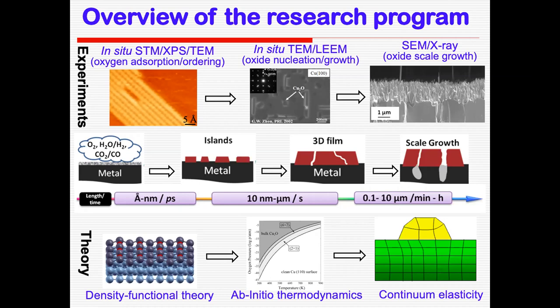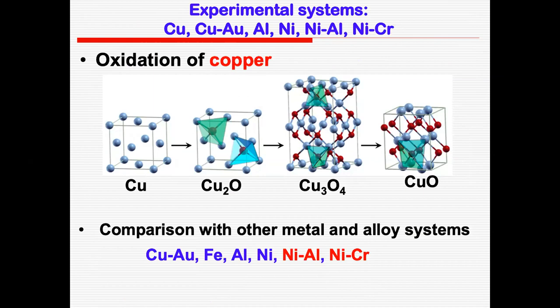What we have been working on are some classic model systems, including copper, iron, aluminum, nickel, and alloys. Today I'm just focusing on copper. We also look at a couple of other examples, like nickel, aluminum, and nickel-chromium, for comparison. For copper oxidation, copper forms several oxides, like Cu2O and CuO, which is the intermediate phase. For the oxidation, we look at the very early stages, where we form this oxide phase.